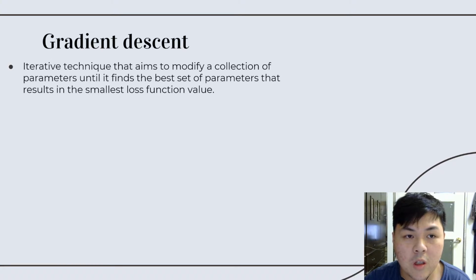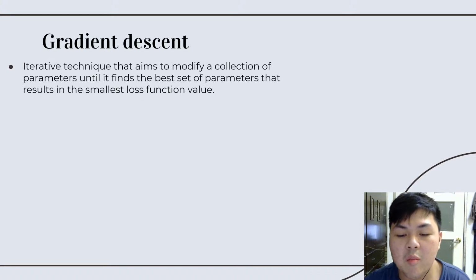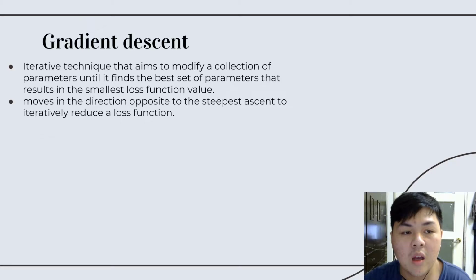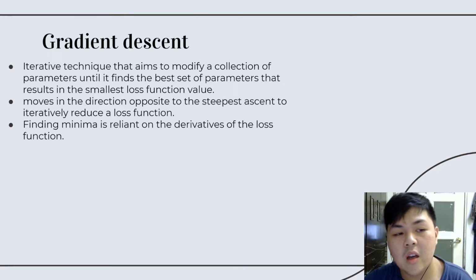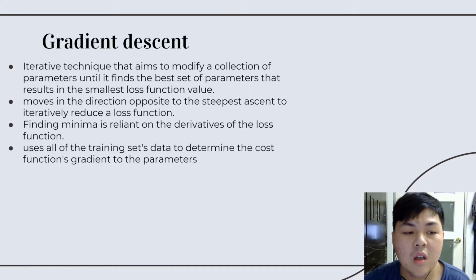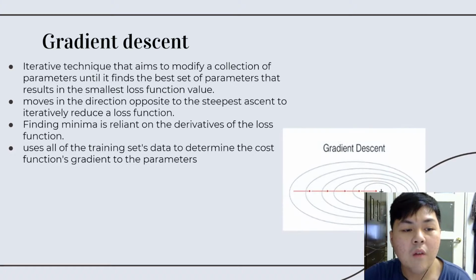Now we go through gradient descent. Gradient descent is an iterative technique that aims to modify a collection of parameters until it finds the best set of parameters that results in the smallest loss function value. It moves in the direction opposite to the steepest ascent to iteratively reduce the loss function. In order to find the minima, gradient descent relies on the derivative of the loss function. It works by using all of the training set data to determine the cost function gradient with respect to the parameters.